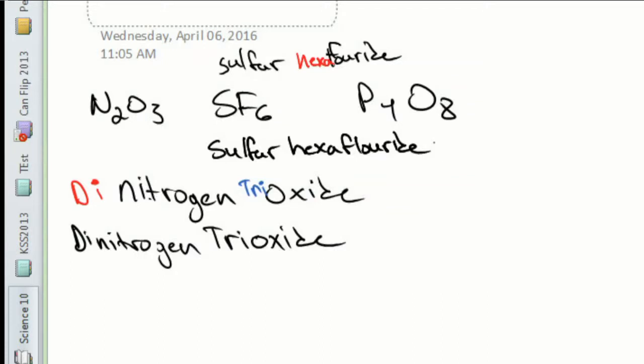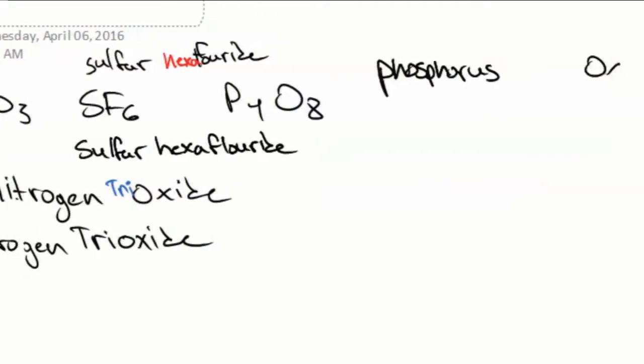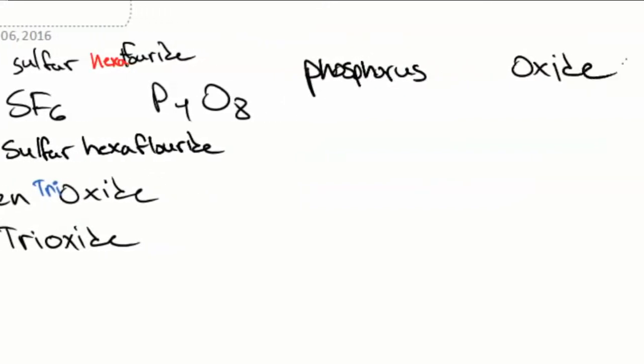The last one, P4O8. P is phosphorus, and O is oxygen. Change the ending to ide. And then we add our prefixes. 4 is tetra, on our periodic table, page 5, data booklet. Tetraphosphorus. And then 8 is octa.